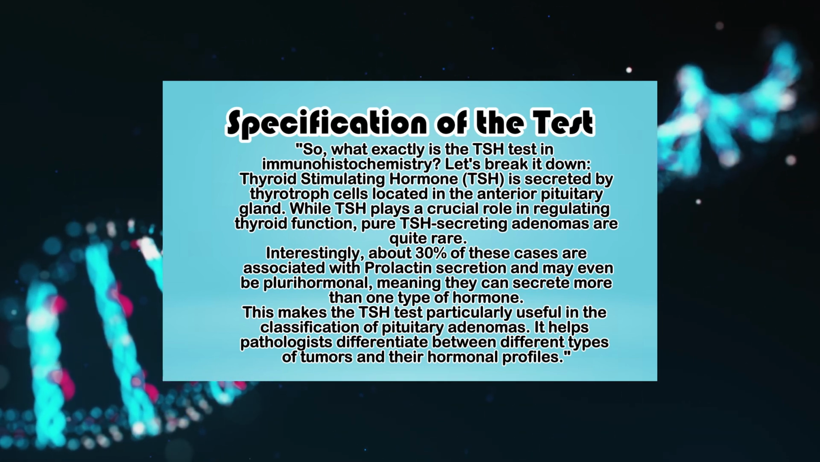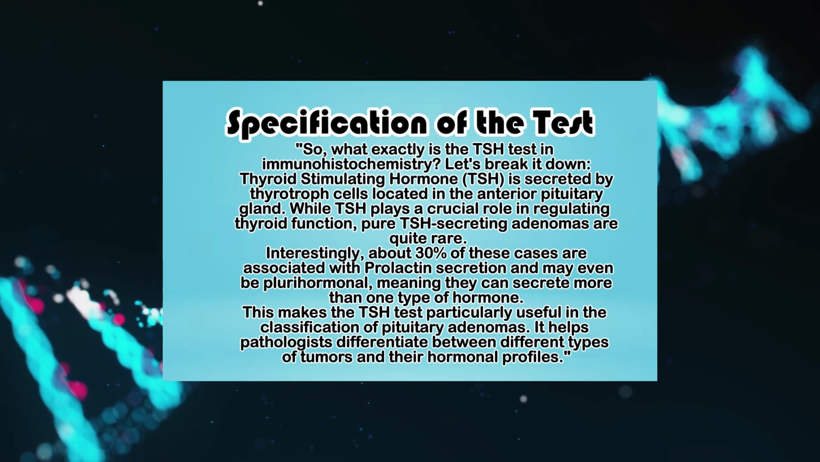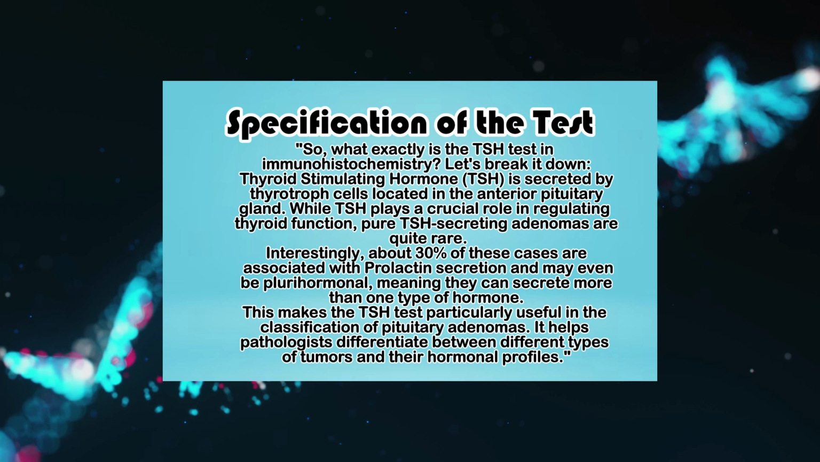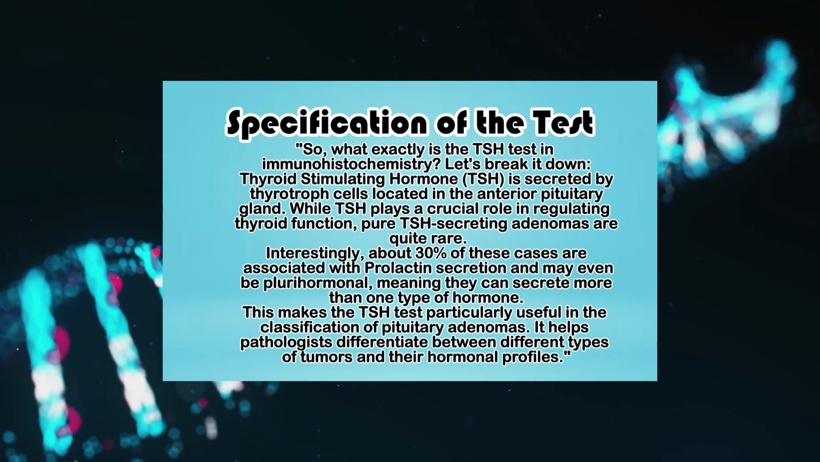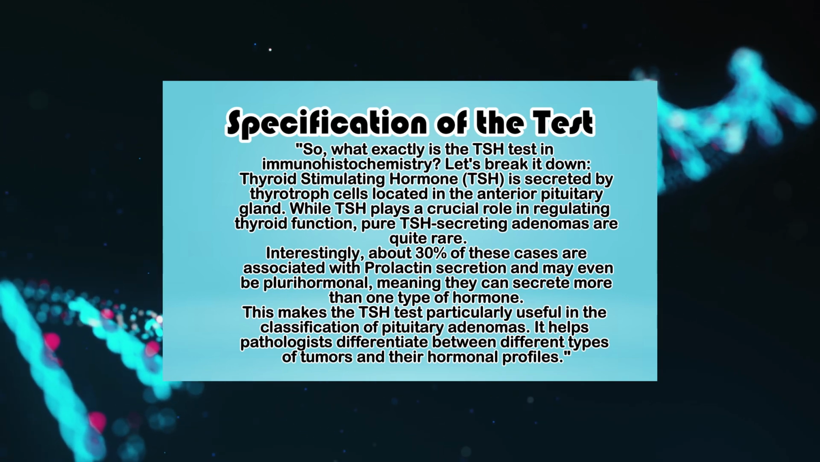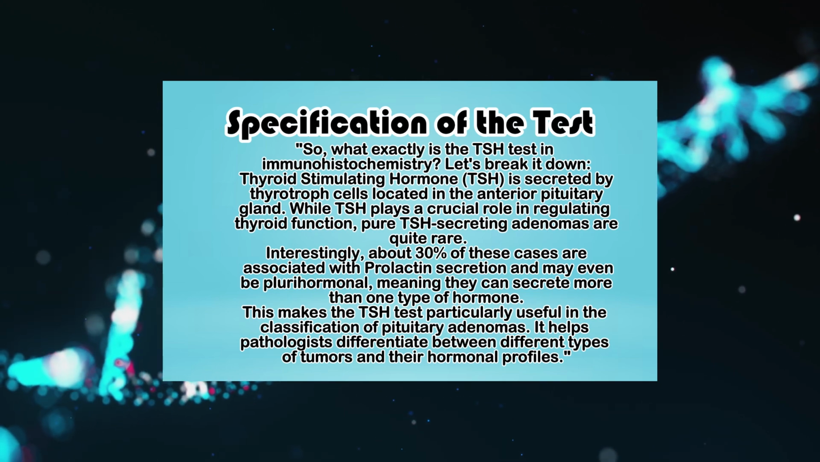Interestingly, about 30% of these cases are associated with prolactin secretion and may even be plurihormonal, meaning they can secrete more than one type of hormone. This makes the TSH test particularly useful in the classification of pituitary adenomas. It helps pathologists differentiate between different types of tumors and their hormonal profiles.